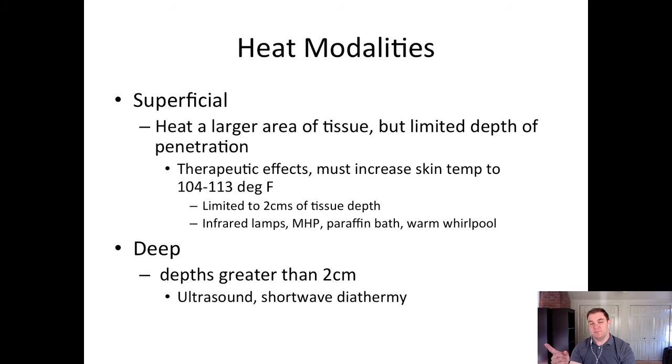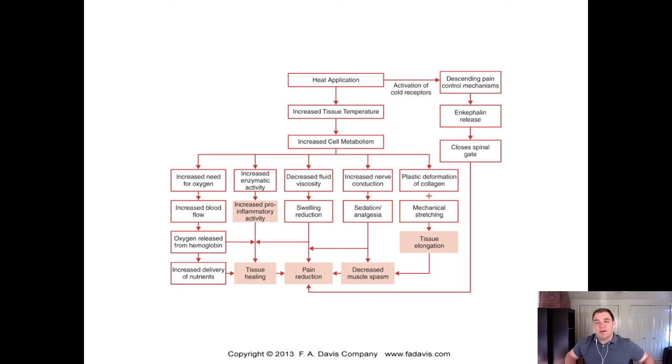Examples of superficial heat: infrared lamps, which you don't see very often, moist hot pack, MHP, paraffin baths, definitely, and then warm whirlpools. Deep heating modalities reach depths of greater than 2 centimeters. Ultrasound and shortwave diathermy are 2 that you see. Diathermy is kind of coming back into fashion now. I actually haven't used diathermy very much. I think every place I've worked has never owned a diathermy unit. We've rented a few, for courses and stuff like that.